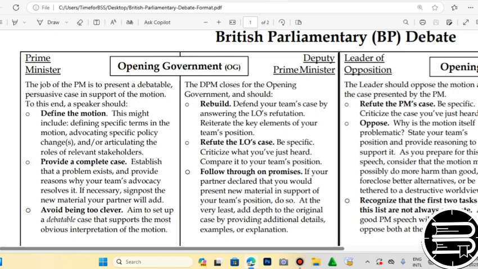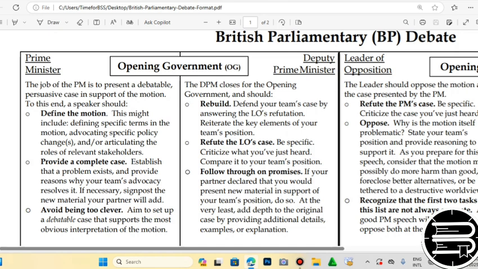Then also you are being told that you should avoid being too clever. The idea is that you should aim to set up a debatable motion, a debatable case. The most obvious interpretation of the motion is supposed to be debatable. You are the first speaker to come to the podium, so you should set a case that is debatable to the other speakers that are going to come after you. That's why we are expecting you to do that as a Prime Minister.